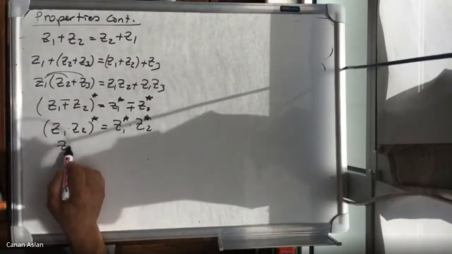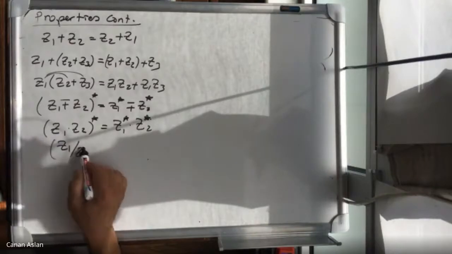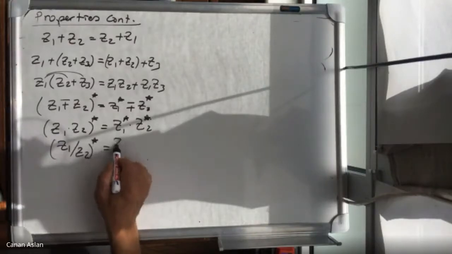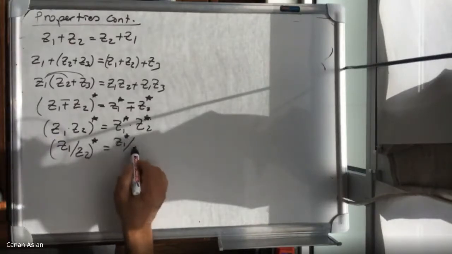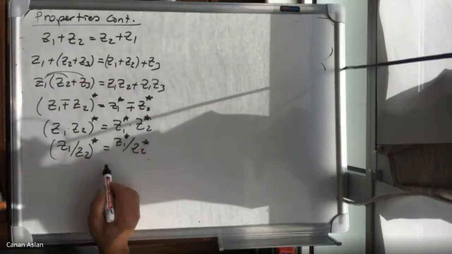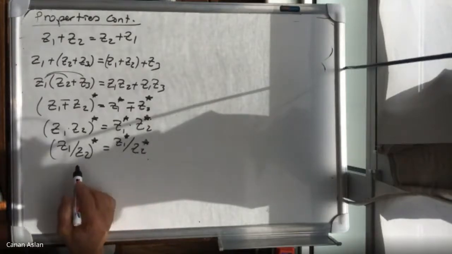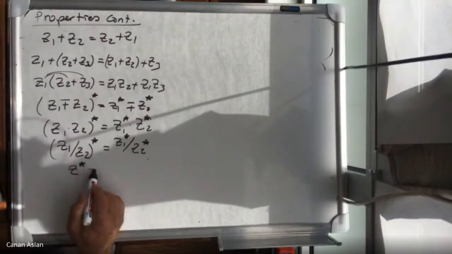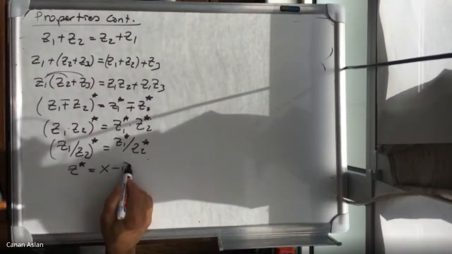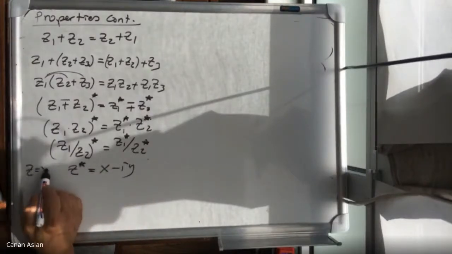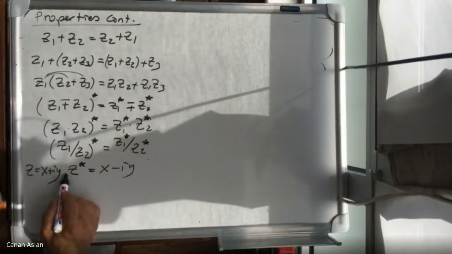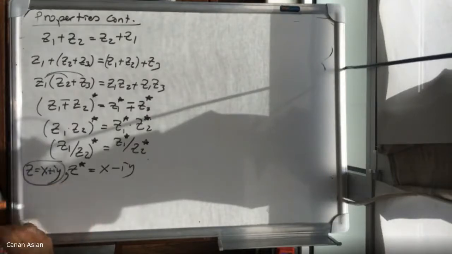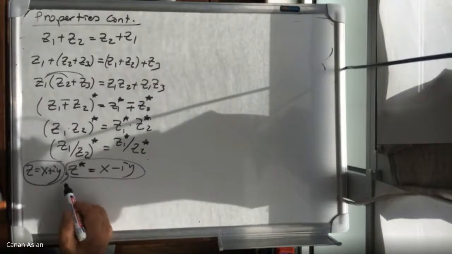And similarly, if you want to get z1 over z2 and the complex conjugate of it, it's nothing but z1 complex conjugate divided by z2 complex conjugate. Don't forget that the complex conjugate is z star equal to x minus iy if z is given by x plus iy. Okay, so this is a generalized complex number and this is the complex conjugate of it.